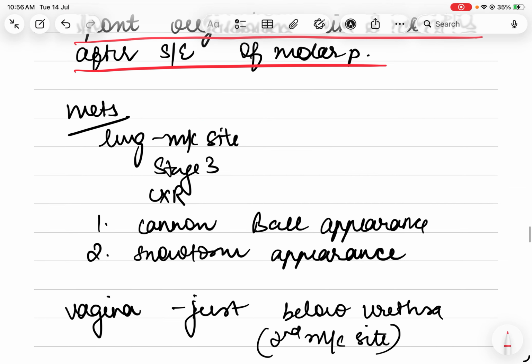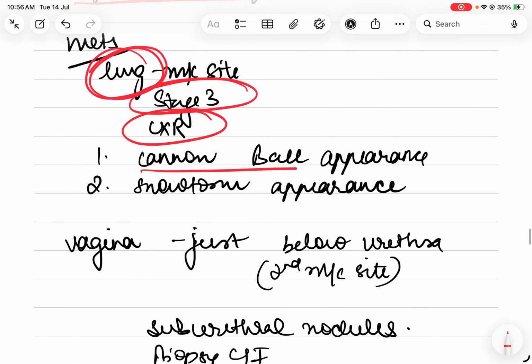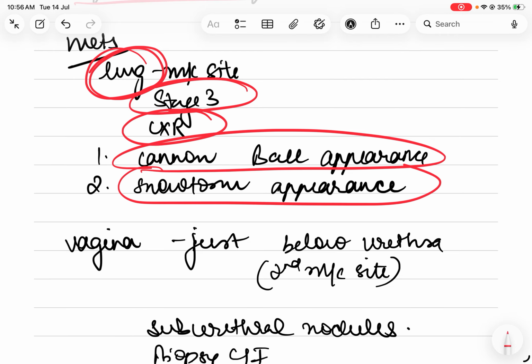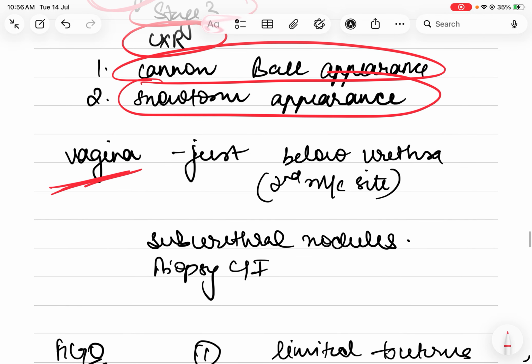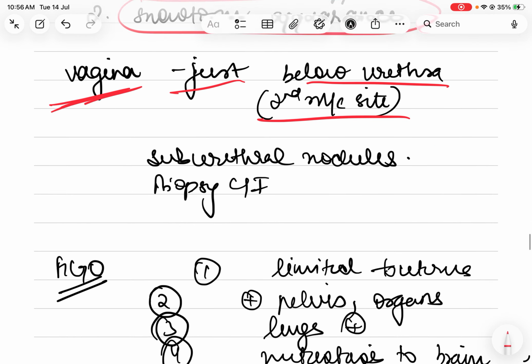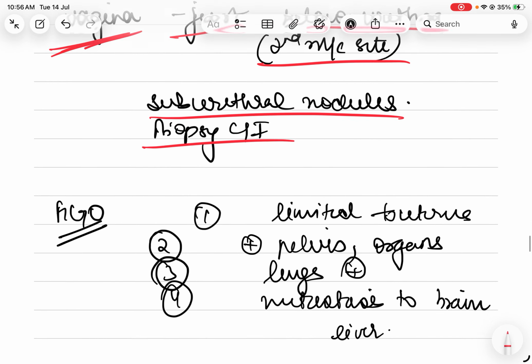Metastasis: lung is the most common site, right? That is stage 3, and you have to do a chest x-ray. Cannonball appearance will be seen on chest x-ray, snowstorm appearance will be seen. And it could be in the vagina just below the urethra, the second most common site. Suburethral nodules could be there, biopsy is contraindicated, that's why.